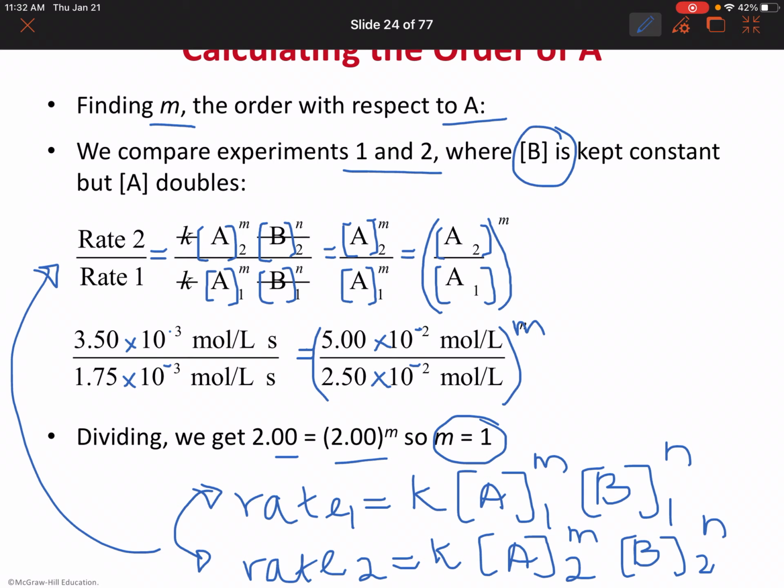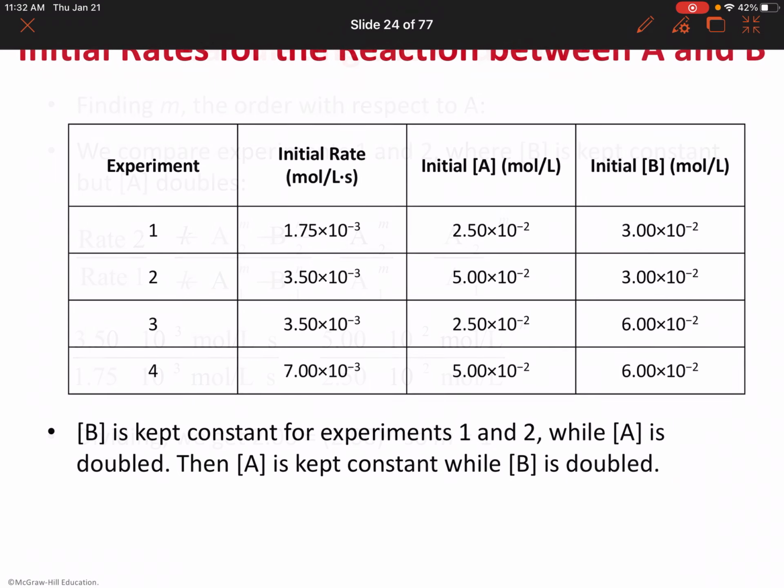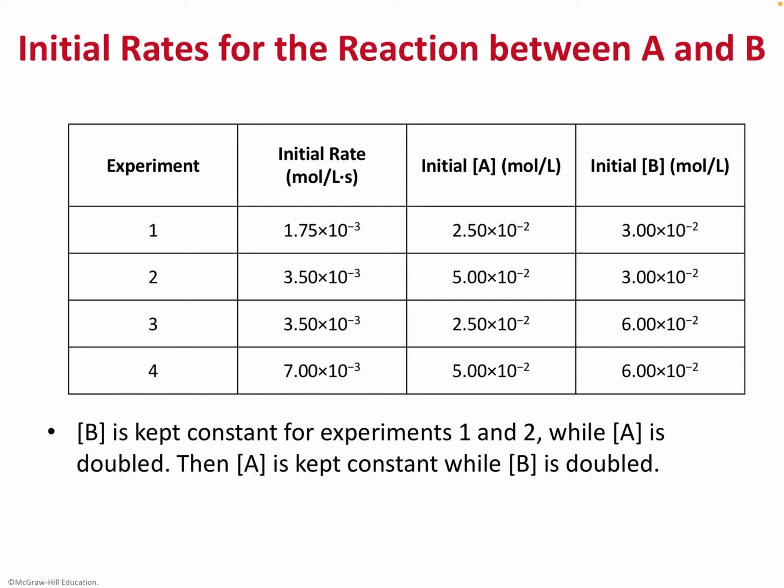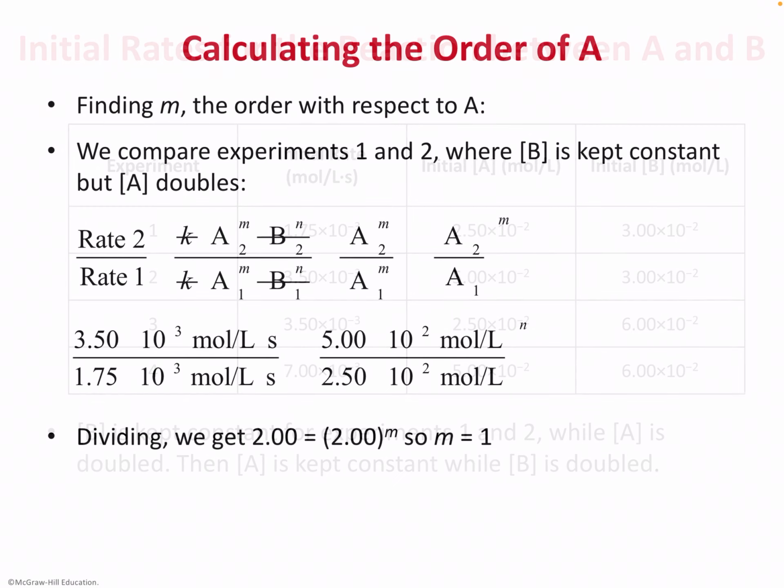Now we can do the same thing to find out the order with respect to B. So we choose two reactions where we keep A constant and B changes. So you go back here and you see we can use 1 and 3, right? So 1 and 3, we keep A constant and we double B. So we can do rate 3 over rate 1 because it's a bigger number. 3.5 over 1.75, 6 over 3, right? So let's do that.